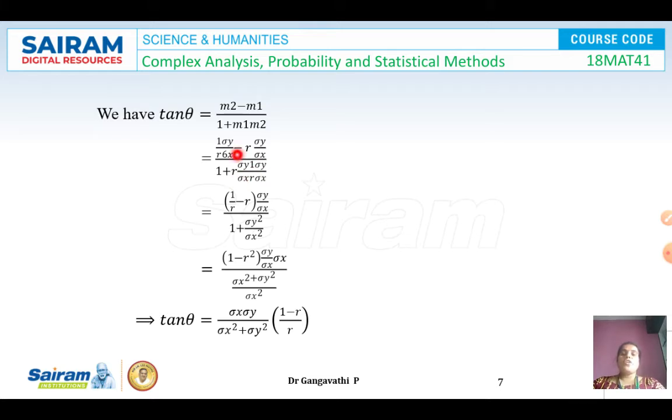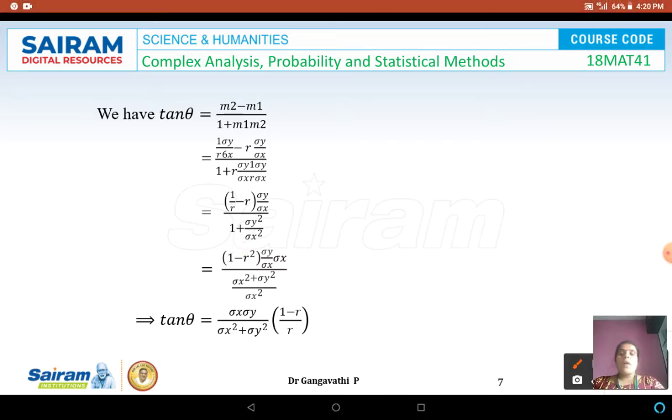When we do so, in the numerator we can take out sigma y by sigma x as a common term, so it is 1 by r minus r. In the denominator, you will get 1 plus sigma y whole square by sigma x whole square, and this r gets cancelled. For the numerator, we take the LCM: it is 1 minus r square by r, into sigma y by sigma x. So 1 by r minus r, when we take the LCM, becomes 1 minus r square divided by r.